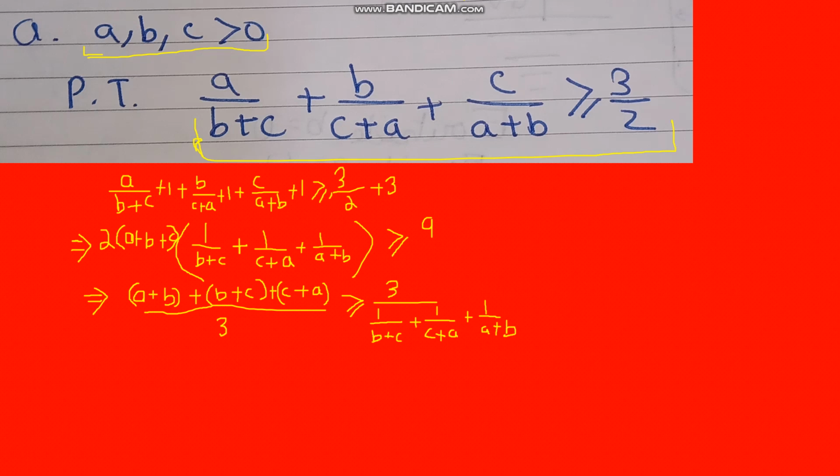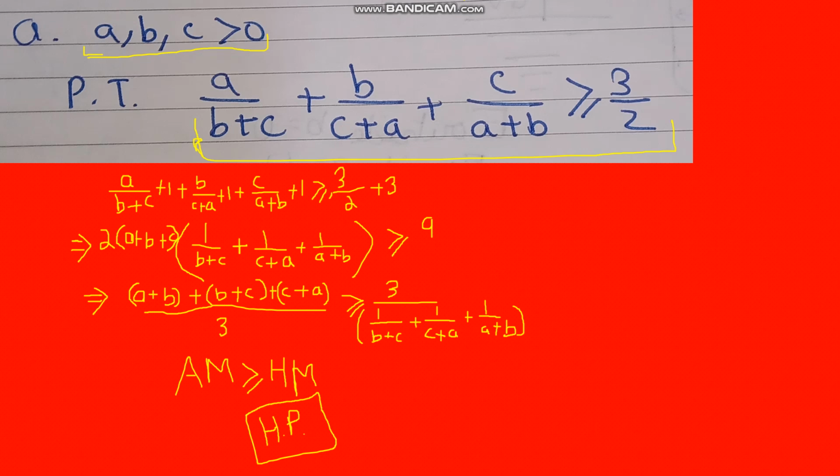What is this? A very known inequality to us. This is nothing but the AM-HM inequality, AM greater than or equal to HM. So we are done. So I write this.